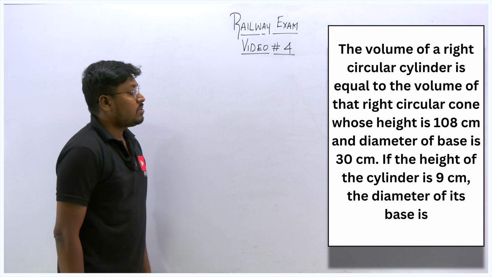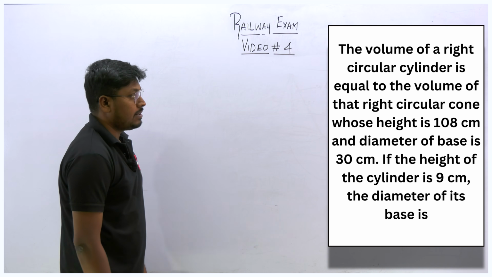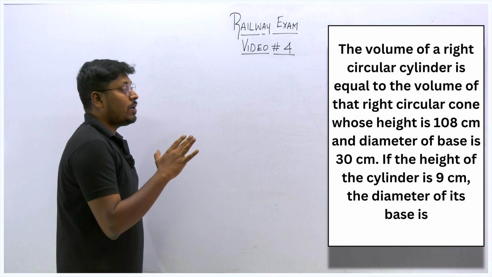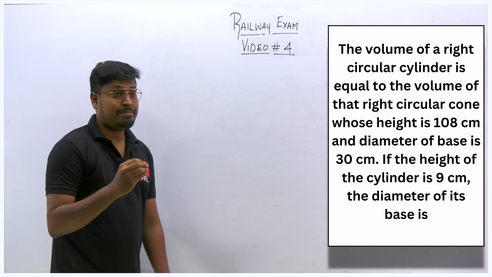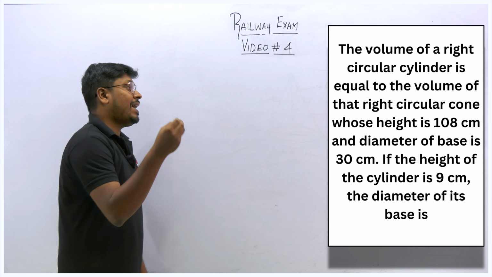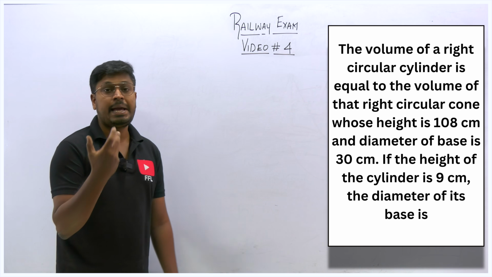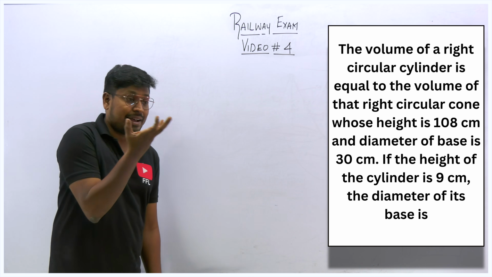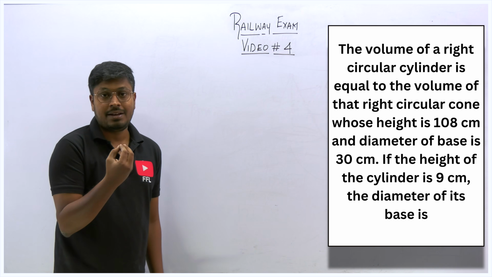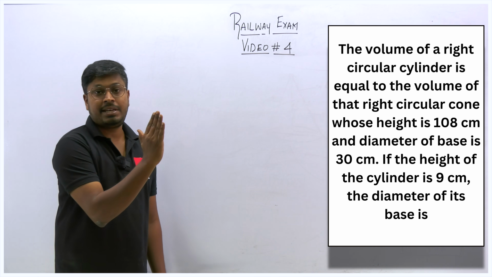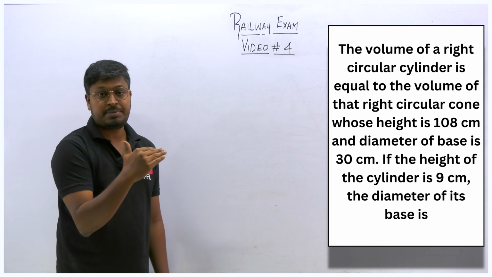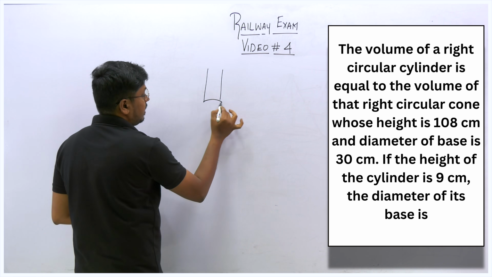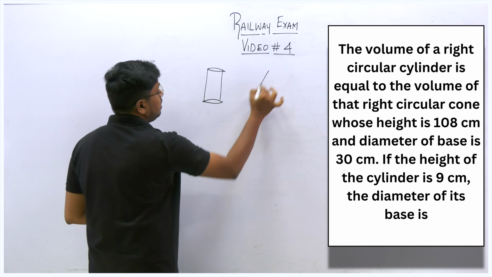Second question. The volume of a right circular cylinder is equal to the volume of a right circular cone whose height is 108 centimeter and the diameter of the base is 30 centimeter. If the height of the cylinder is 9 centimeter, then find the diameter of the base. Just see here, first try to understand what is given in the question and what we need to find. The cone height and the cone diameter have been given, and they have given a small clue that the cylinder volume and the cone volume are both the same.